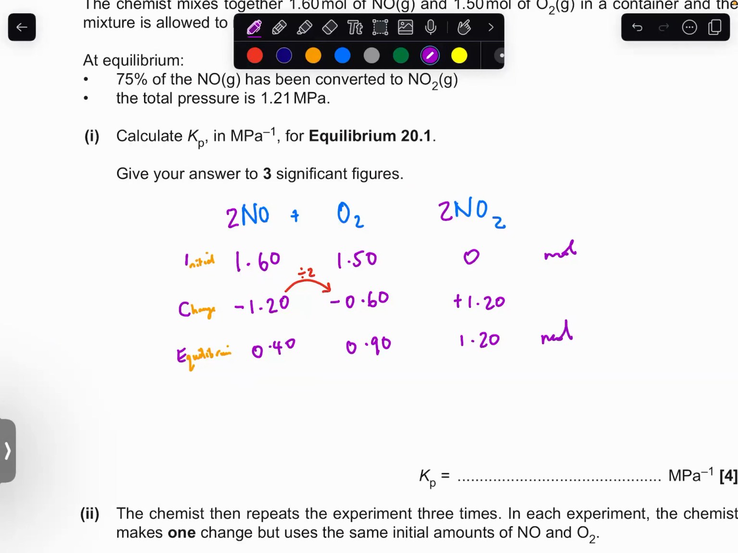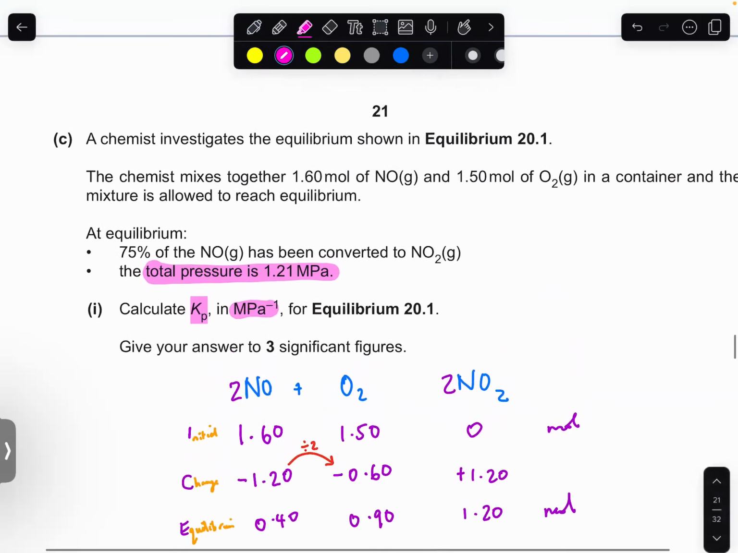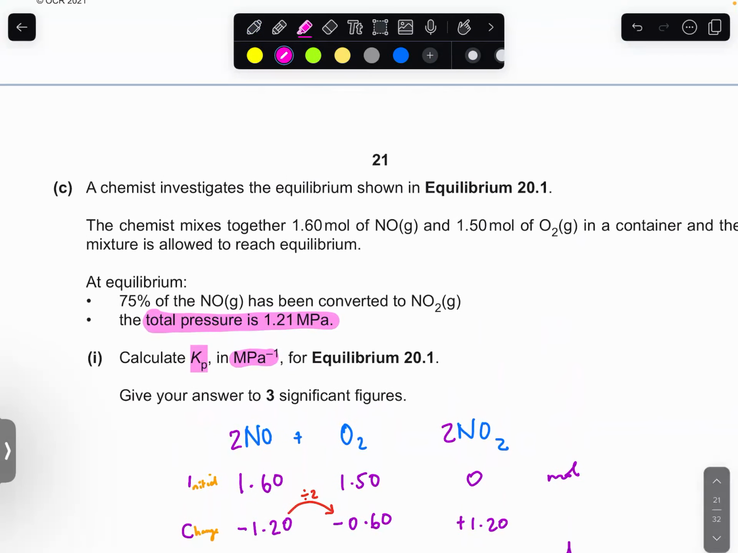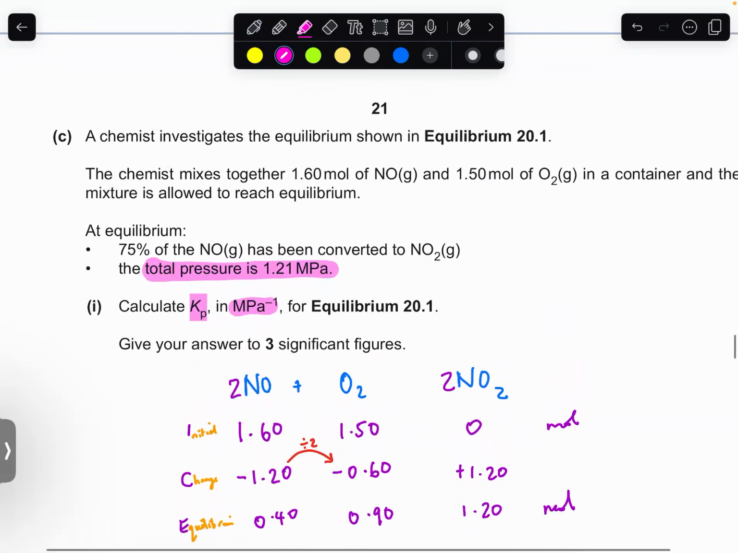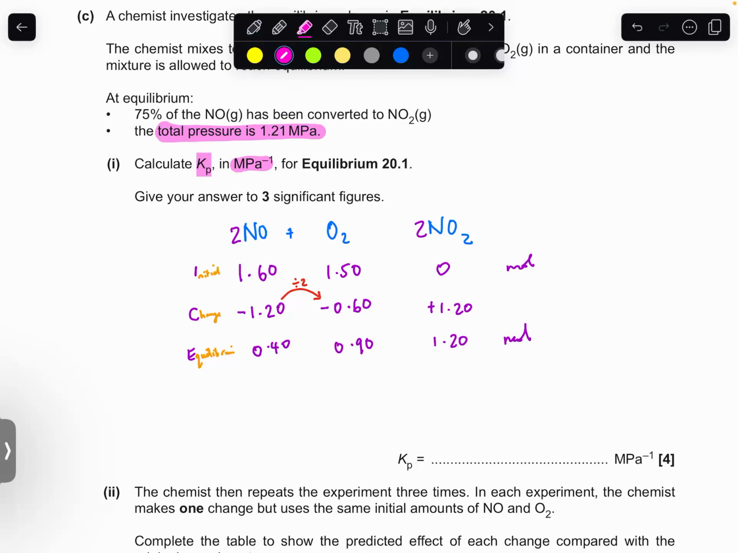And because we're dealing with partial pressures, you've got the total partial pressure, and it wants us to work out the Kp in megapascals. That's the units per megapascals. So first of all, we need to work out the mole fraction. What is the mole fraction? The mole fraction is the individual amount in moles divided by the total number of moles.